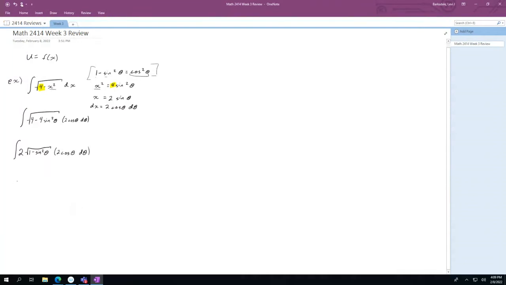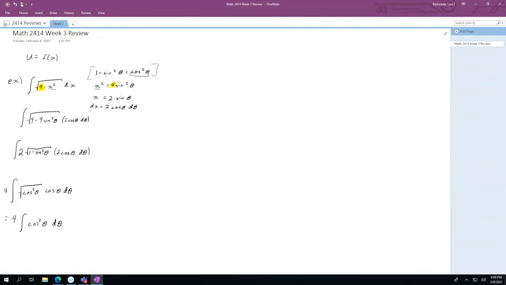Now, continuing onward, I have 2 times 2 is 4. I'm going to write that out front as a coefficient. The square root of 1 minus sine squared, well, I know 1 minus sine squared is cosine squared. The square root of cosine squared is cosine, and then cosine times cosine is cosine squared theta. And now I just have to integrate cosine squared theta.